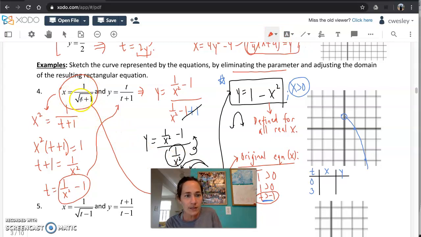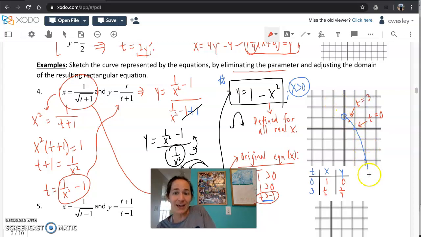So 0 plugged into this equation for t gives you 1 over 1, which gives you 1, and into this one gives you 0 over 1. So 1 comma 0. So down here at this dot at 1 comma 0, that's what's happening at time t equals 0. What's happening at t equals 3? Can you plug 3 into both those equations? So 1 over the square root of 3 plus 1, which is 1 over the square root of 4, is just 1 over 2. And then the y is going to be 3 over 3 plus 1, so 3/4. So at 1/2, comma 3/4, this point here, that's happening a couple seconds later. That's happening at t equals 3.